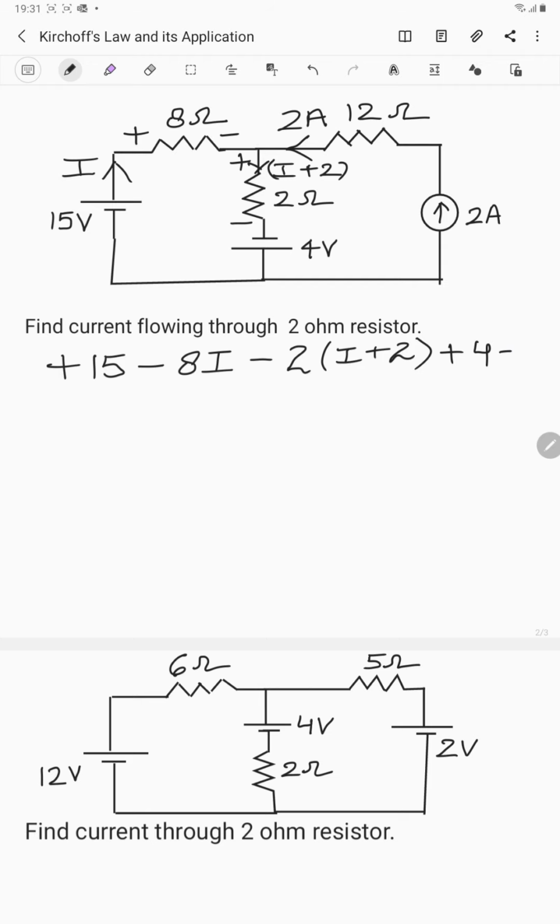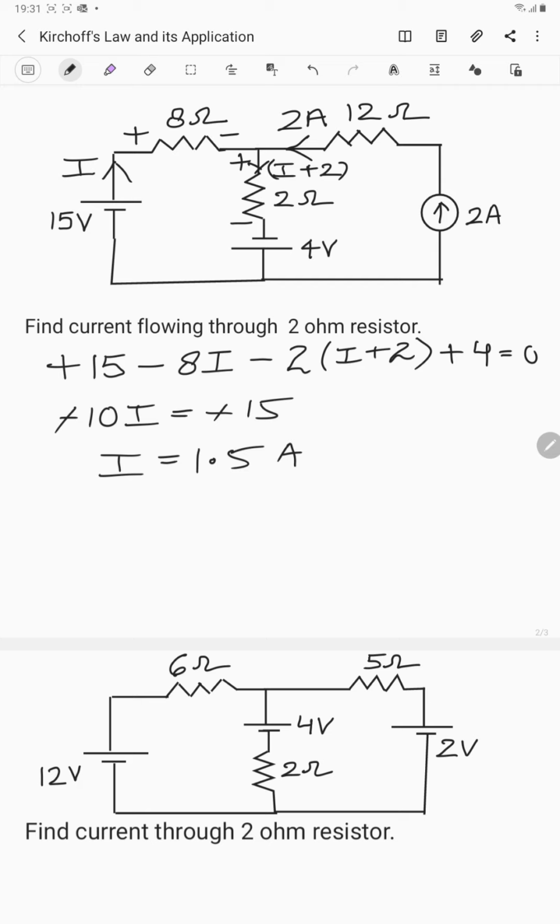4 equals 0. So let's solve the equation. We have minus 8I minus 2I, which becomes minus 10I. And here we have minus 4, 15 and plus 4, which means it equals minus 15. So simply we can say I is 1.5 ampere. But that's not the final answer.